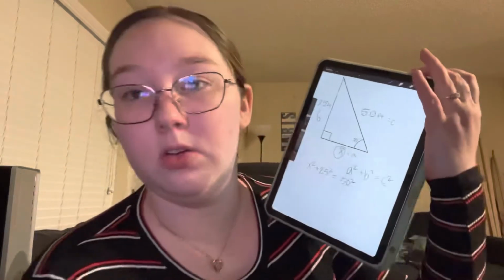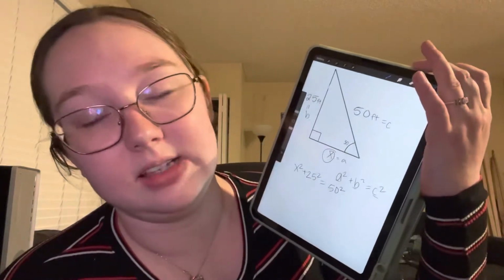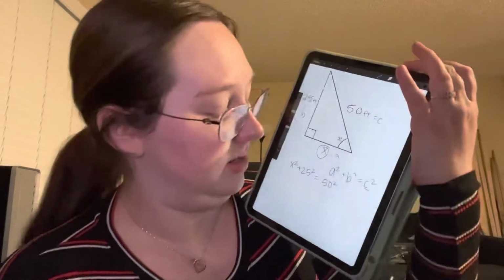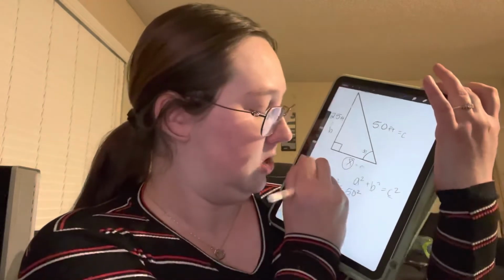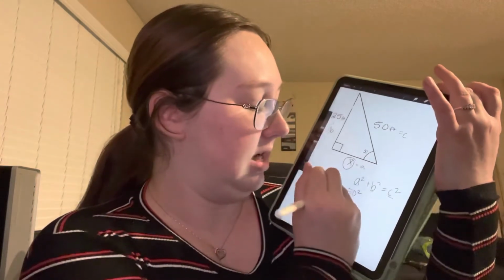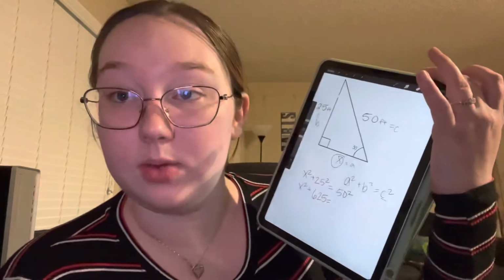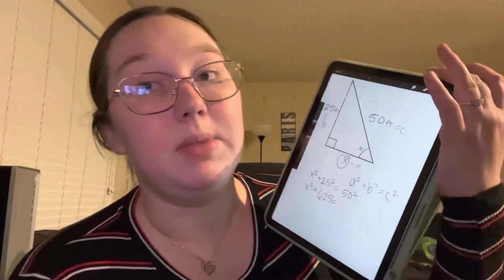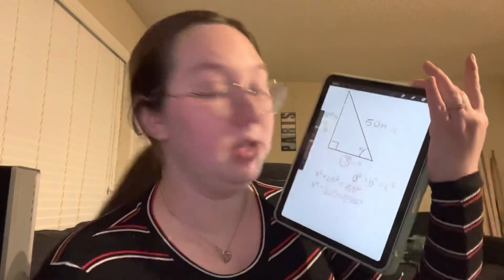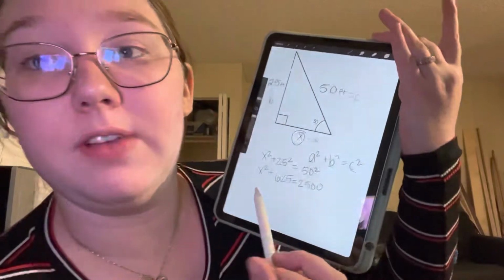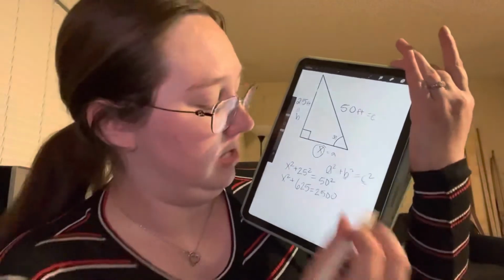Now, we don't know what the square of x is, just because it's unknown to us. So we're going to fill out everything else. What is 25 squared? 25 squared equals 625. 50 squared is a lot larger number, and that one equals 2,500.